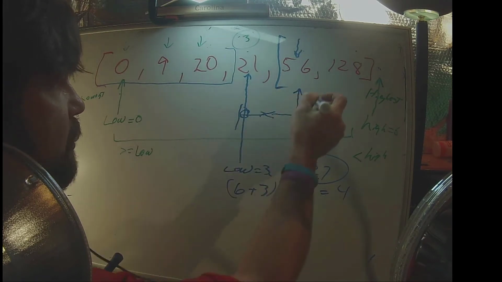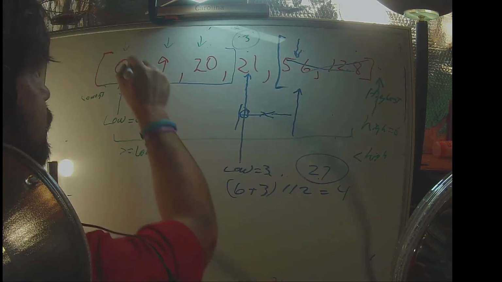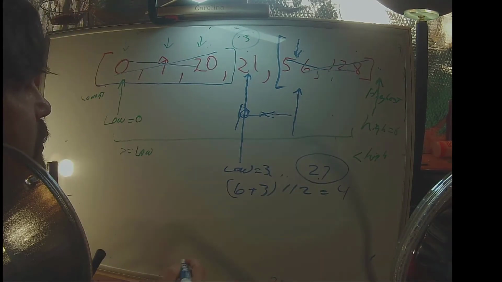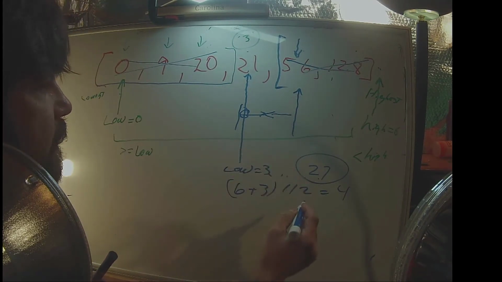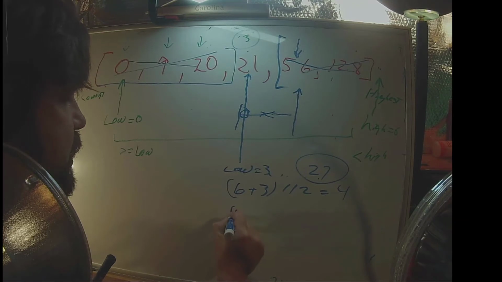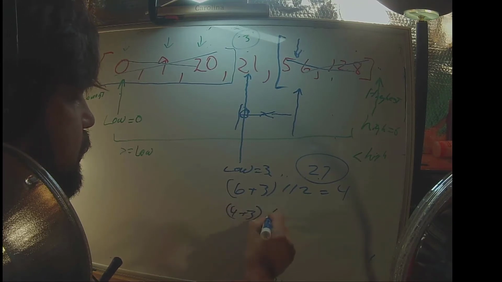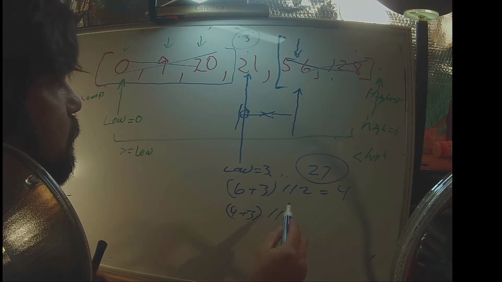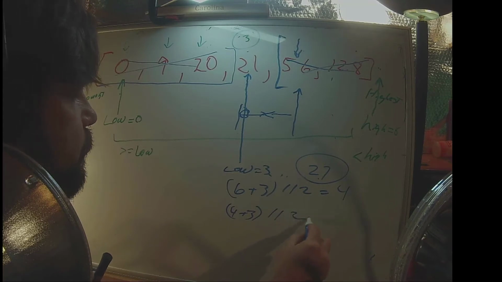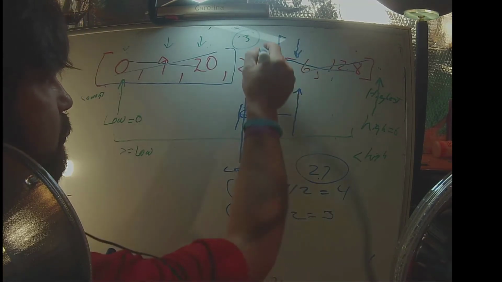Now we've thrown out these guys. First time through, we threw out 3. Second time through, we threw out 2. And now we have high equal to 4 and low equal to 3. 4 plus 3, integer divided by 2, is equal to 3. So we'll look at this value.